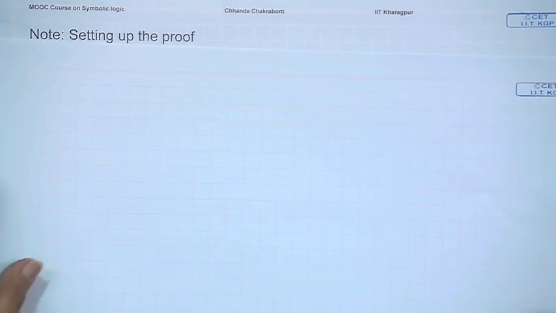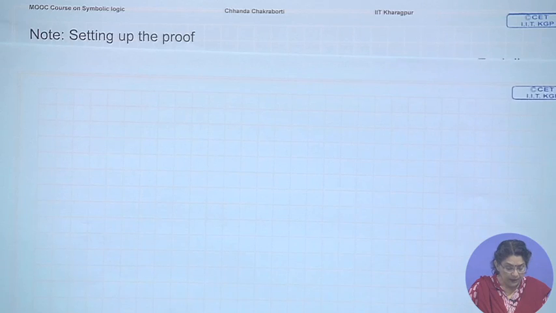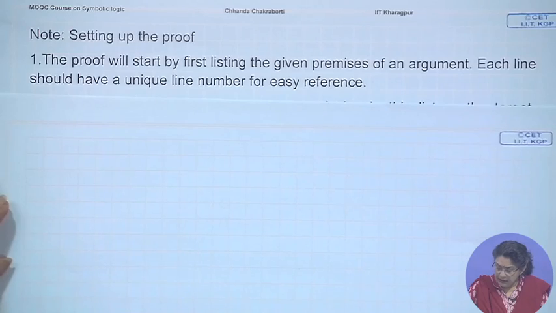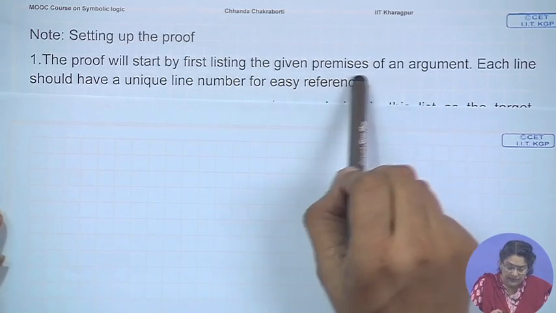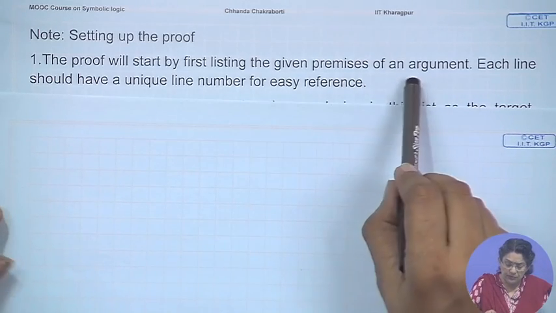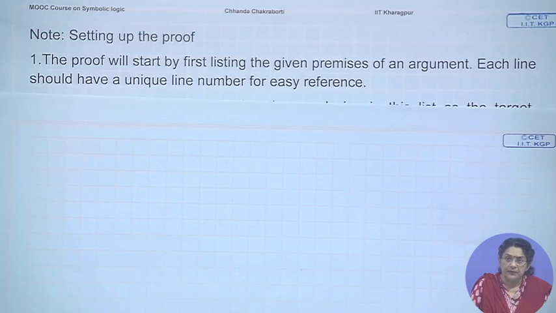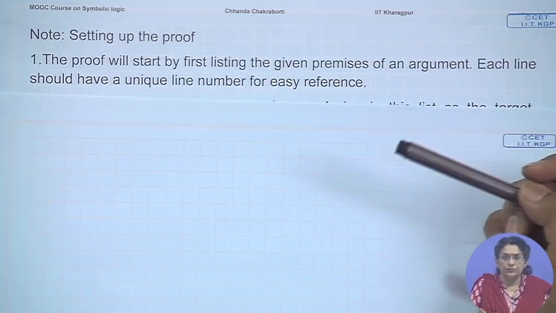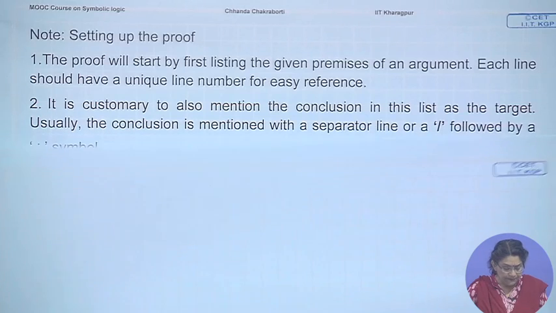But let us start talking about the formal proof of validity. First, how to set up the proof. Setting up means that you need to start the procedure. First of all, there will be an argument given to you, and you start by listing the given premises of that argument. Each line is going to have a unique line number, so you start with 1, 2, 3, etc.